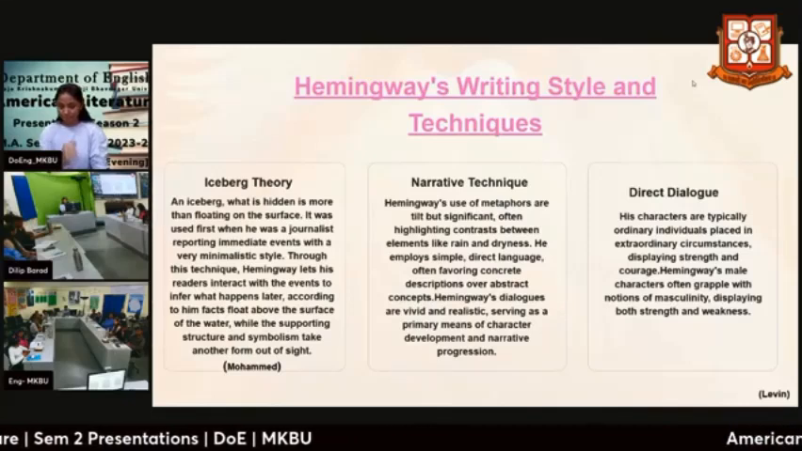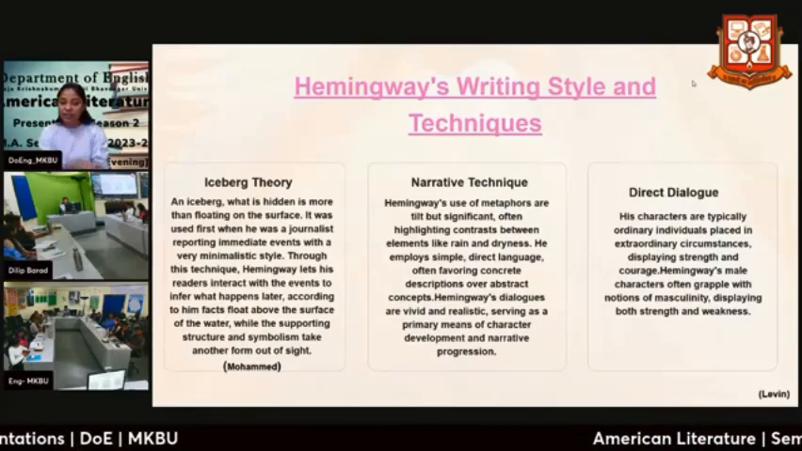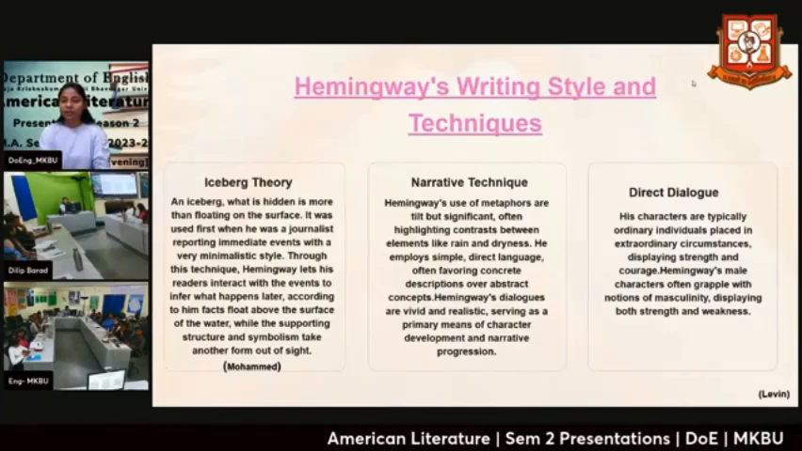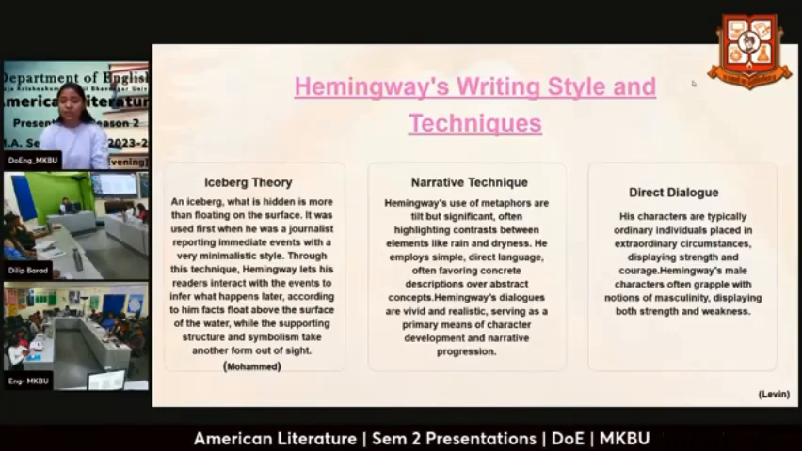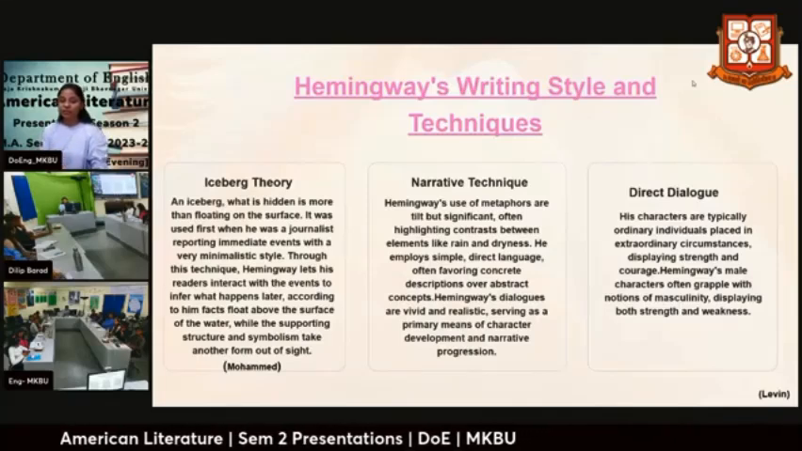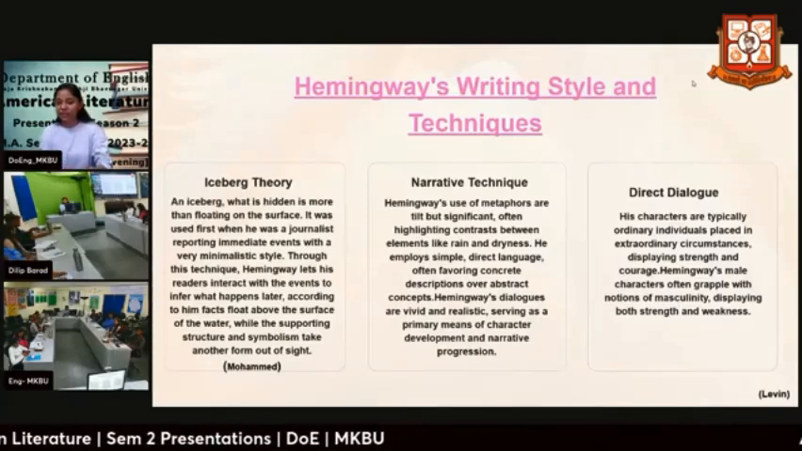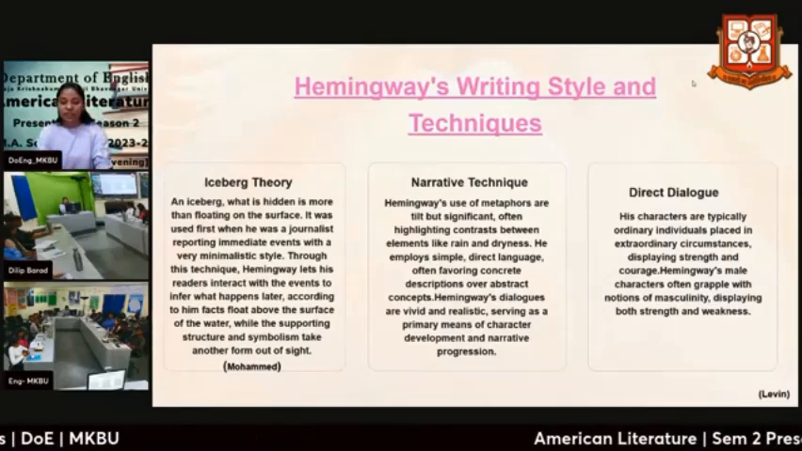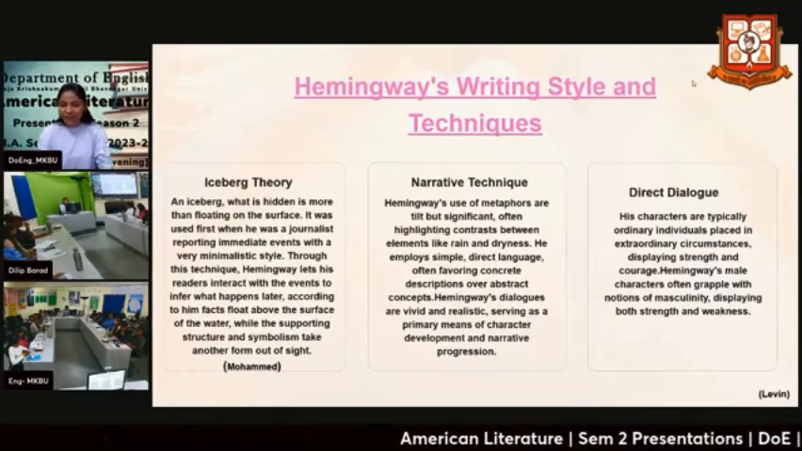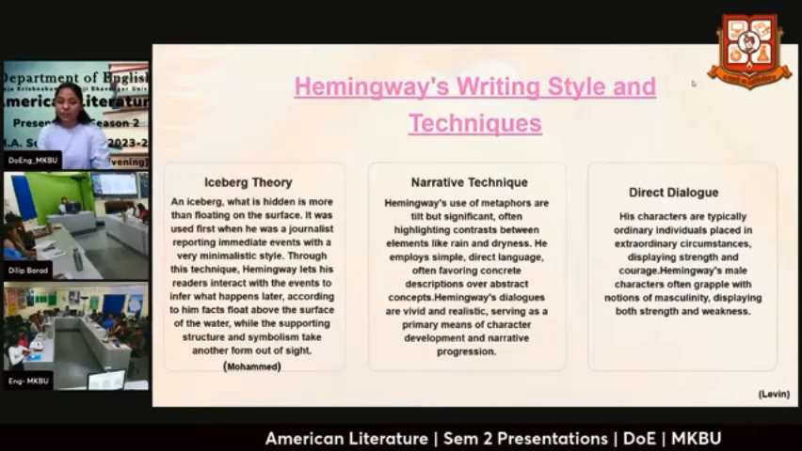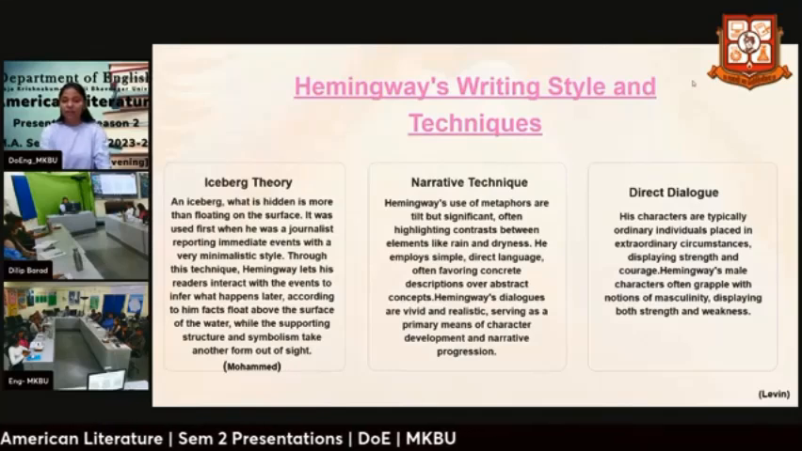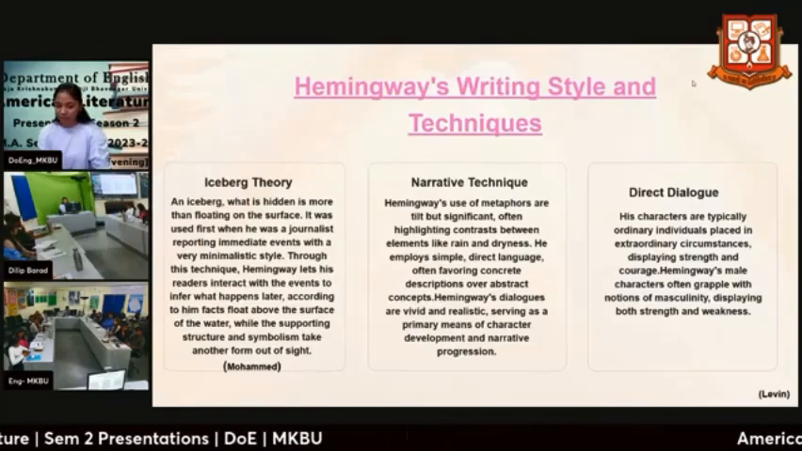And when we look at his narrative techniques, he uses metaphors, often the contrast between elements such as rain and dryness. He employs simple, direct language, often favoring concrete descriptions over abstract conceptions.